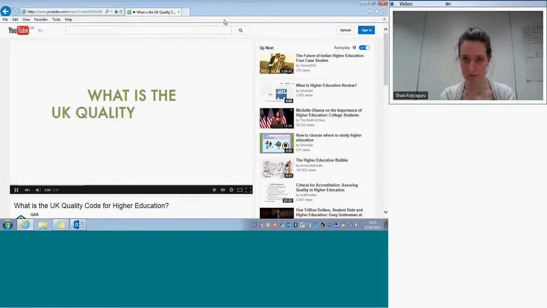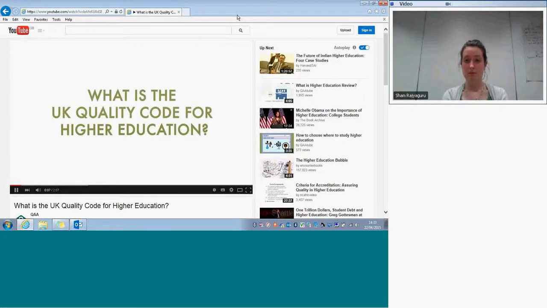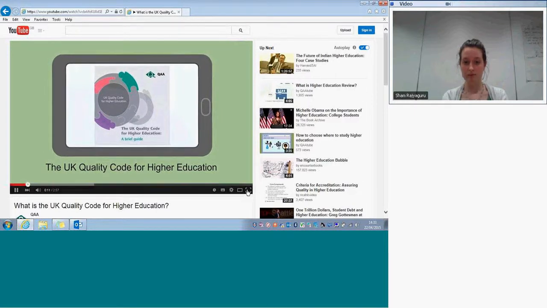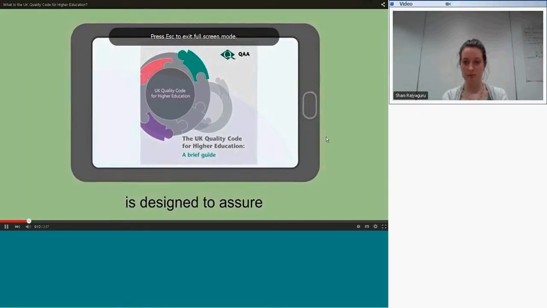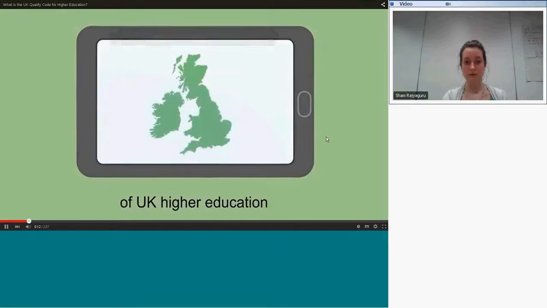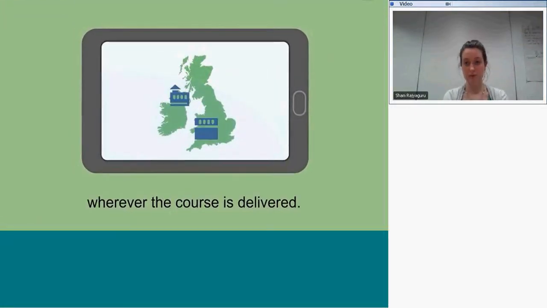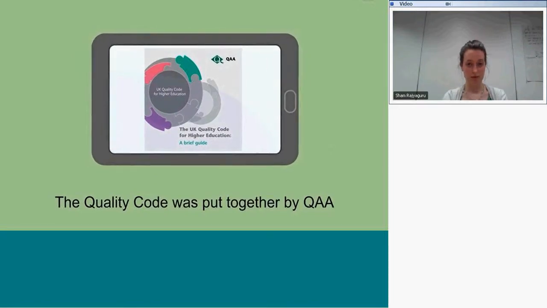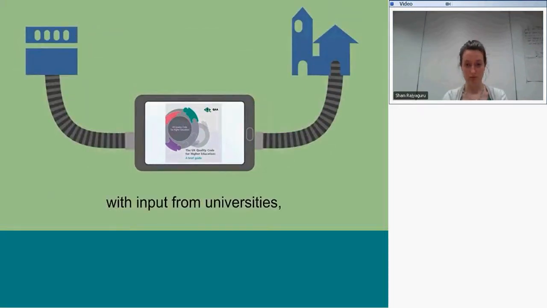What is the UK Quality Code for Higher Education? The UK Quality Code for Higher Education is designed to assure the academic standards and quality of UK higher education wherever a course is delivered. The Code is put together by QAA with input from universities, colleges and students.